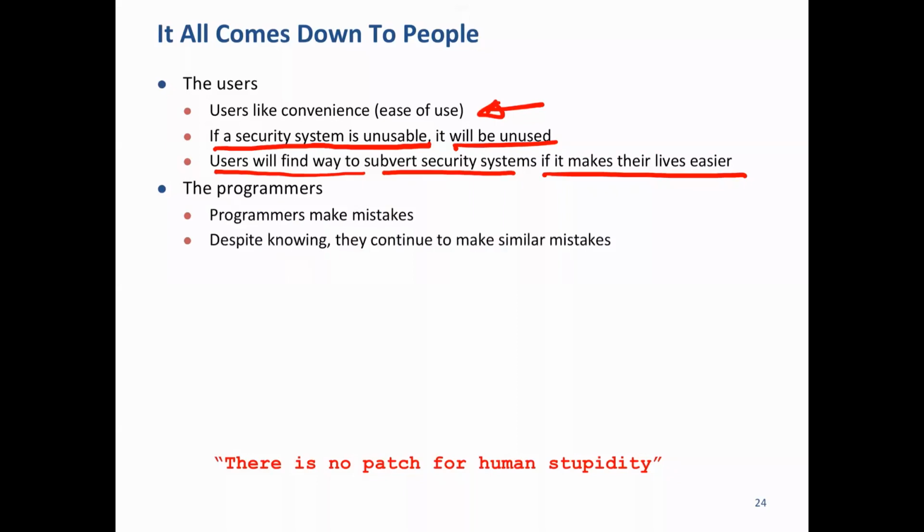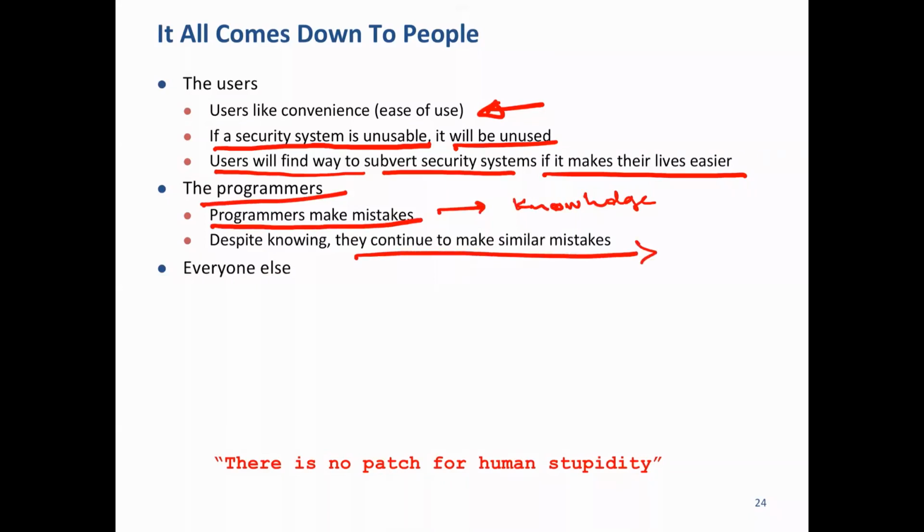Programmers, most of you will be coding, make a lot of mistakes. Why do they make mistakes? Because they don't have knowledge of security, or they don't know programming well either. And despite knowing they are making mistakes, they continue to make them until it impacts their career.